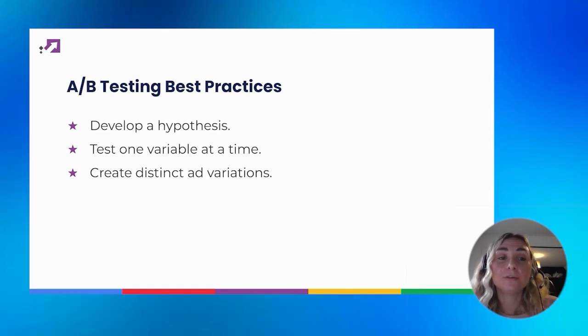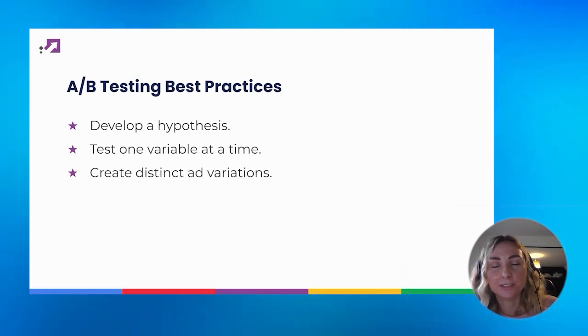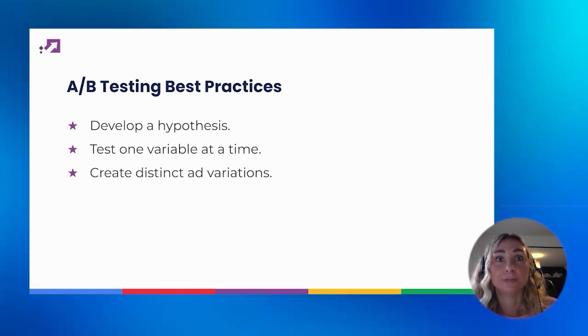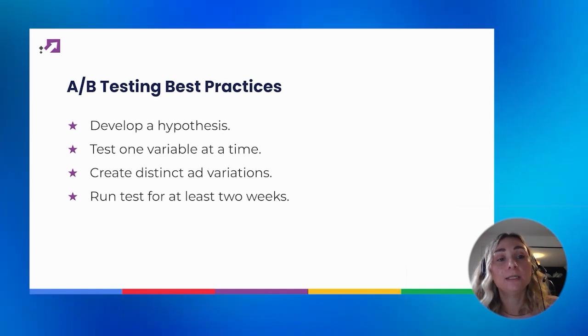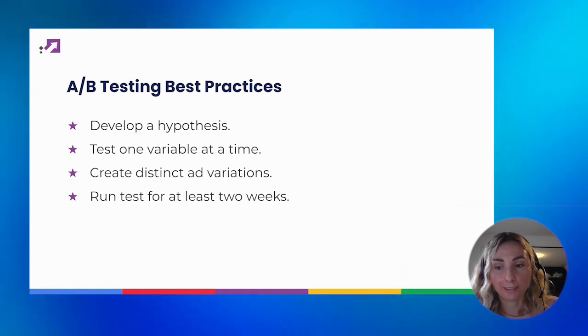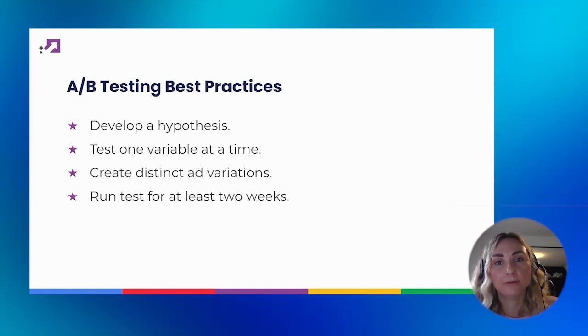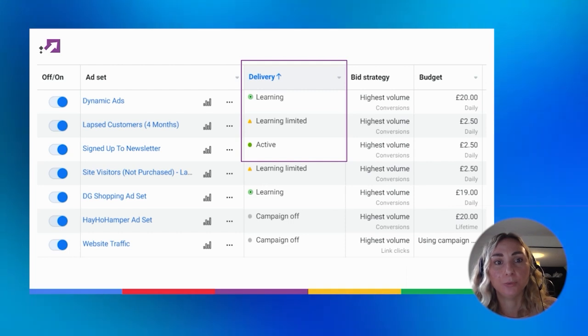Make sure you are creating distinct ad variations. So don't just change one word, because it might not be enough of a change for people to really clock that change and the results won't be significant then. Finally, run the test for at least 2 weeks. So 2 weeks is kind of a minimum campaign duration you want to be thinking about.